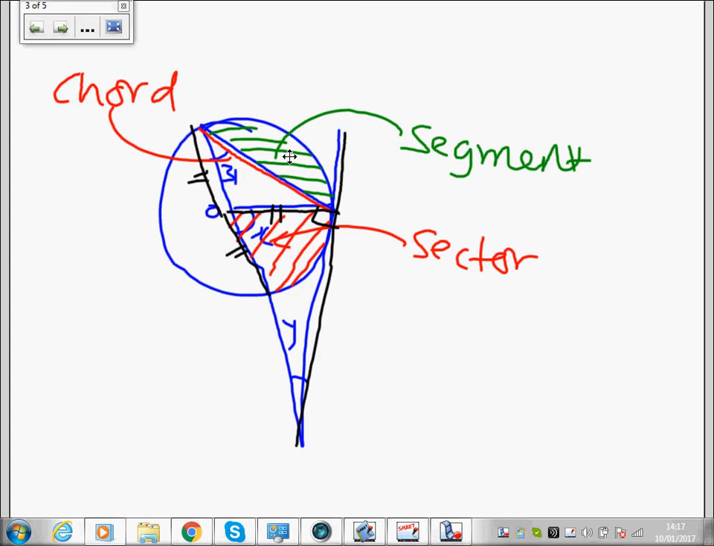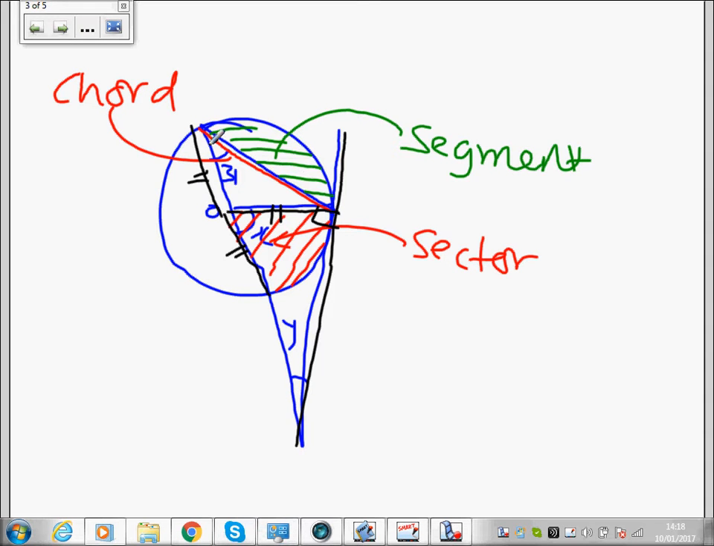Okay, can you see a chord? I'll just trace on the blue line. That is a chord. Can you see that? Yes, you can. Okay. A sector, let's identify a sector in this. I can see a sector over here. Let me give it red. That is a sector. This is a sector. Okay. We said that line was a chord.